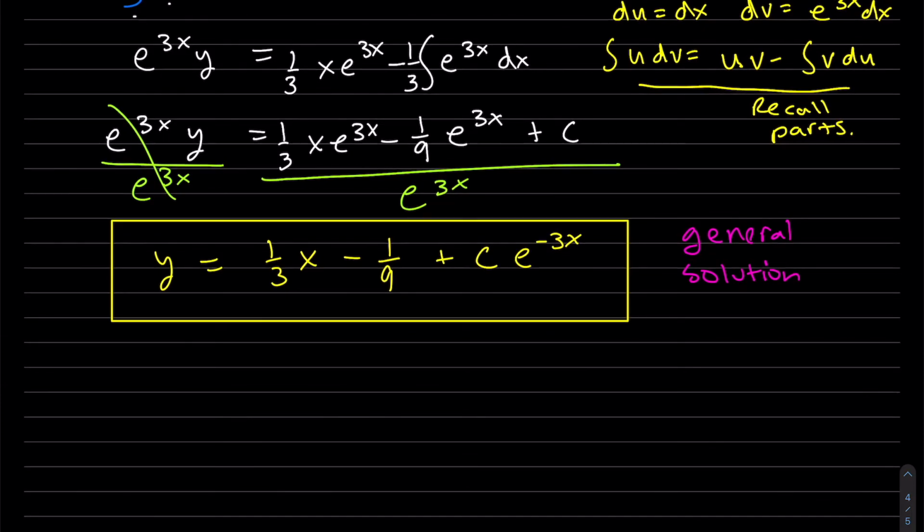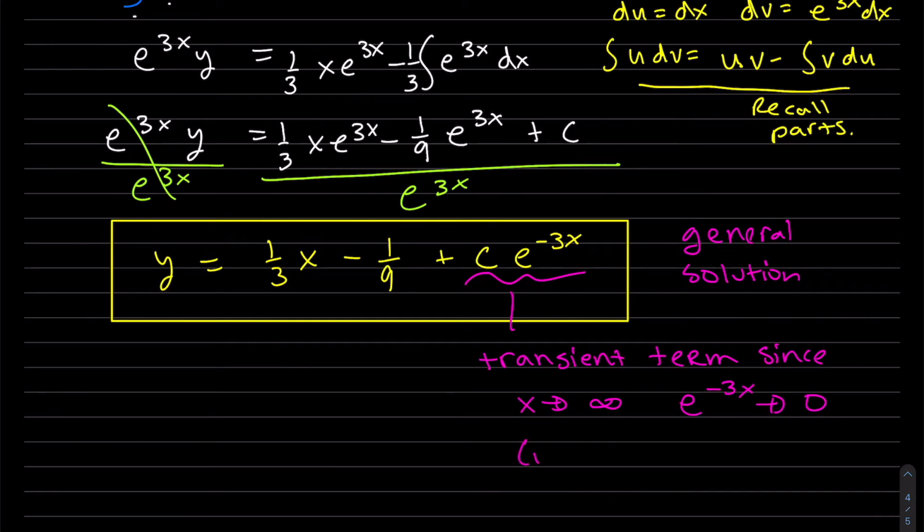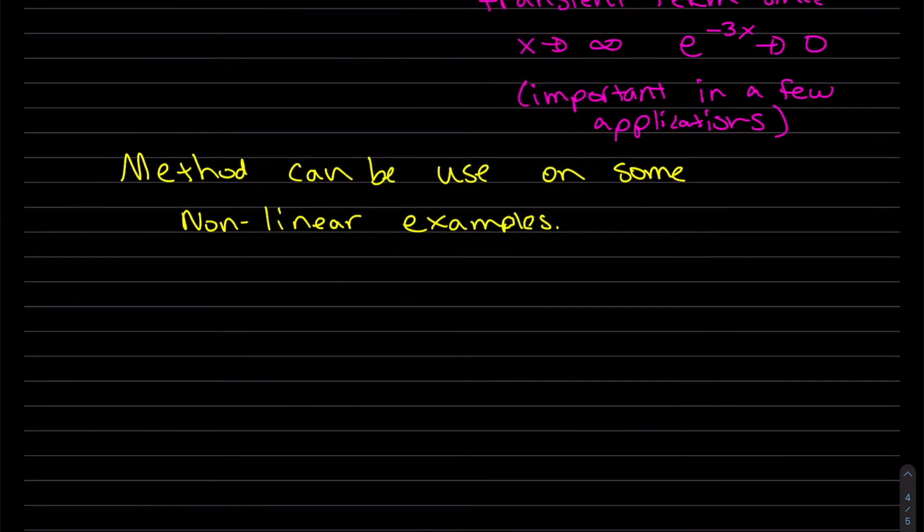So here's some terminology. If we look at this, this is called a transient term, and this is why. If we take x going to infinity, as x goes to infinity, the e to the minus 3x approaches 0, which means that term tapers off to 0 as x goes to infinity. That's what a transient term is, and it's important in a couple of applied problems. So this method can actually be used on some nonlinear examples, but we're doing something different.